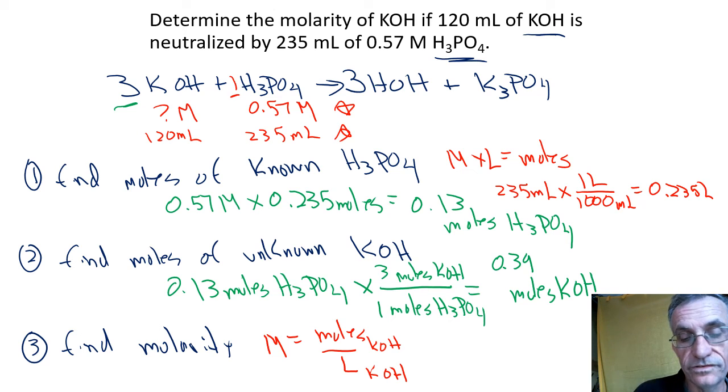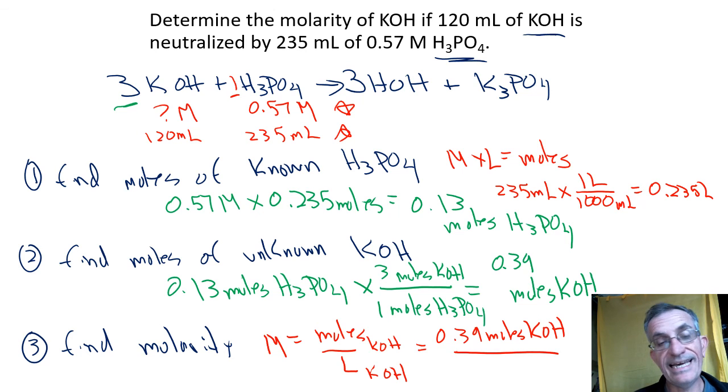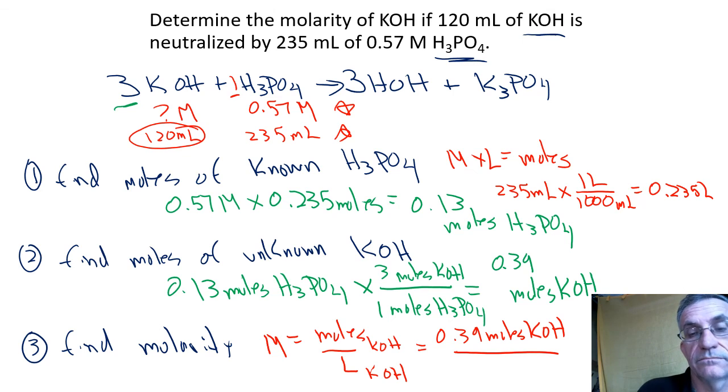So you take your moles. That's the number we came up with a minute ago, the 0.39. And you divide by the volume, the volume of the KOH. Now, what number was that? It's the 120. But again, darn units. 120 is milliliters. You got to get to liters. Divide by 1,000. We'll do it right here because this is the only spot I have room left.